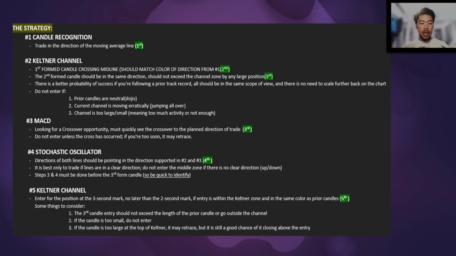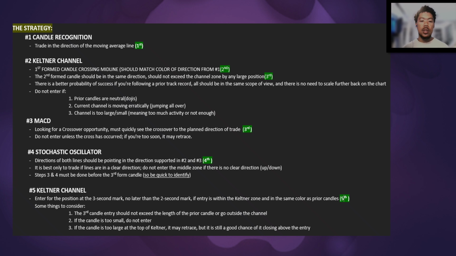But anyway, back to the channel. Third candle, you're jumping in there on the third second. The only reasons you would not jump in or follow that instruction is if the prior candles are dojis, so neutral candles. Sometimes the channel is moving like crazy. If it's jumping on both sides of the channel in mere seconds, just find something else, it's moving too erratically. And obviously, if the actual channel is thin. You'll see examples on the next slide of what I'm talking about.